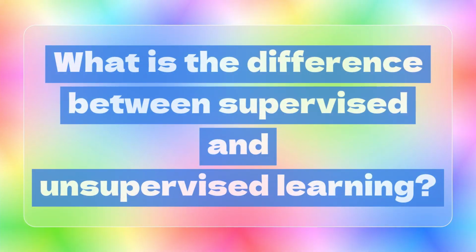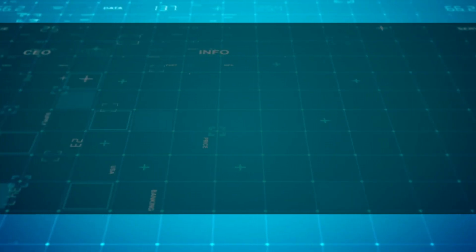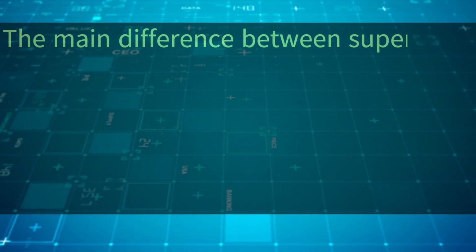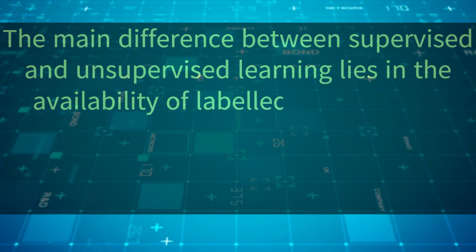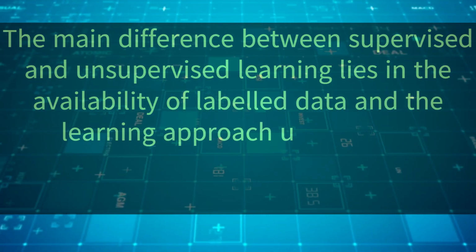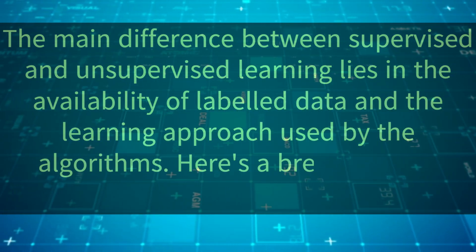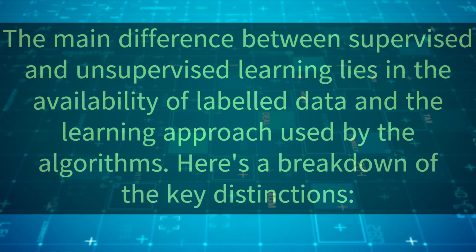What is the difference between supervised and unsupervised learning? The main difference between supervised and unsupervised learning lies in the availability of labeled data and the learning approach used by the algorithms. Here's a breakdown of the key distinctions.